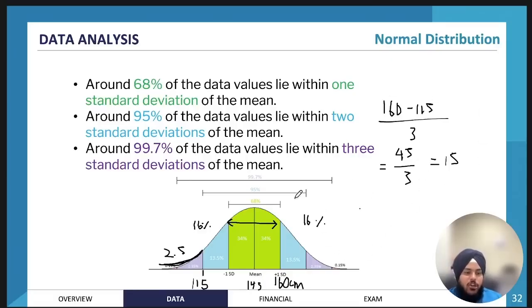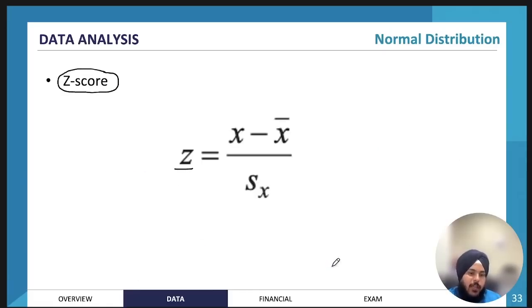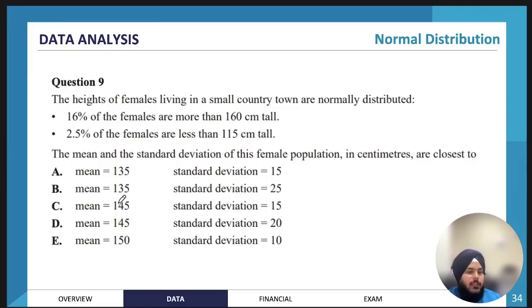So just by knowing how to draw your normal distribution, and where the data values sort of lie, is what's required for this question. So therefore, the answer here will be C. It's a little bit of a tricky question. If you use z-scores, it's going to be a little bit more difficult, but I would personally recommend just drawing out the normal distribution.